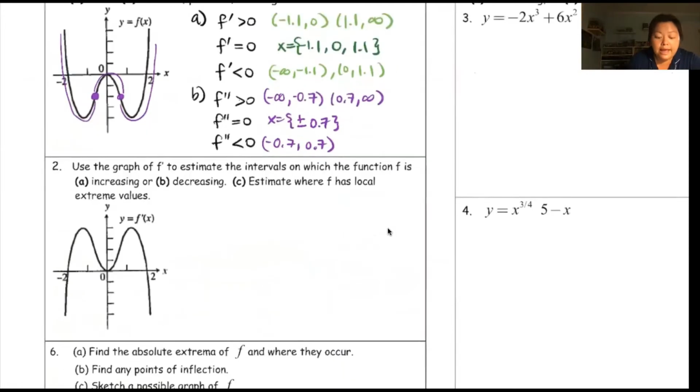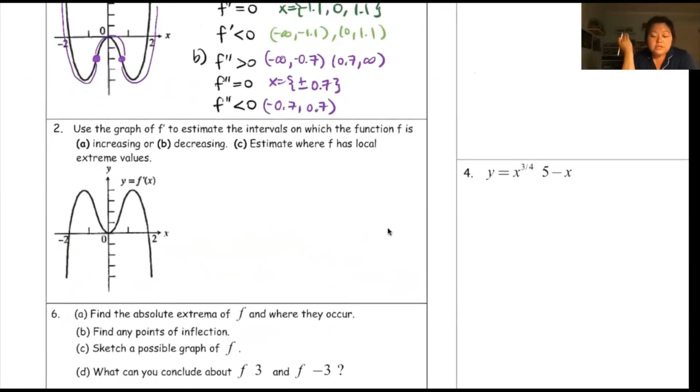Okay, now let's see, use the graph of f prime to estimate intervals on which the function is increasing or decreasing, and estimate where f has a local extreme value. This is f prime. This is the graph of the first derivative. If you want to think about it, this is the graph of velocity. So you have to think about it in terms of f prime, okay? So again, I'm going to help you interpret this a little bit better. F is increasing when f prime is positive. Decreasing is when f prime is negative. F has local extreme values when f prime is equal to 0.